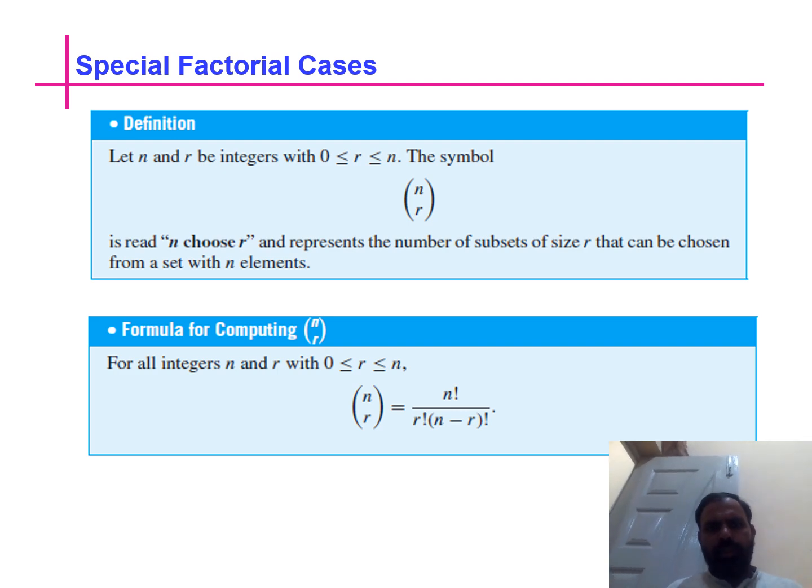Special factorial cases. Let n and r be integers with r between 0 and n. The symbol n combination r is read as n choose r and represents the number of subsets of size r that can be chosen from a set with n elements. The formula for computing nCr: for all integers n and r with r between 0 and n, nCr may be written as n factorial over r factorial into n minus r factorial.